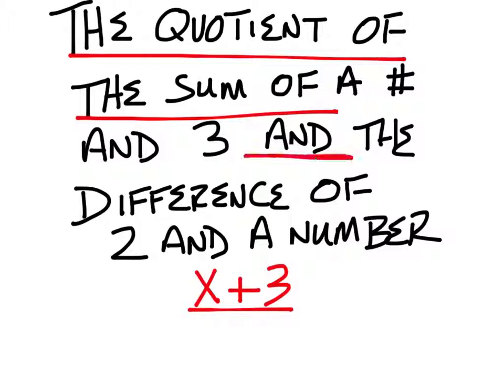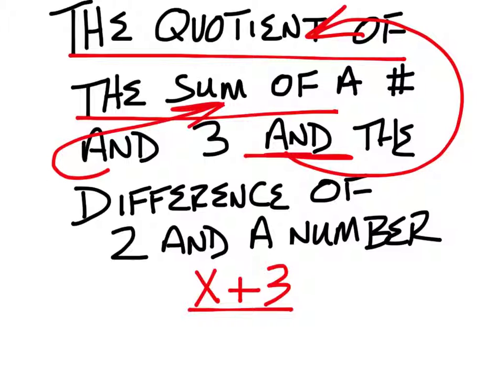Now, this "and" means the rest of it goes on the bottom. This is referring back to the sum; it was immediately with it. The difference of 2 and a number. So x plus 3 on top and 2 minus x on the bottom.